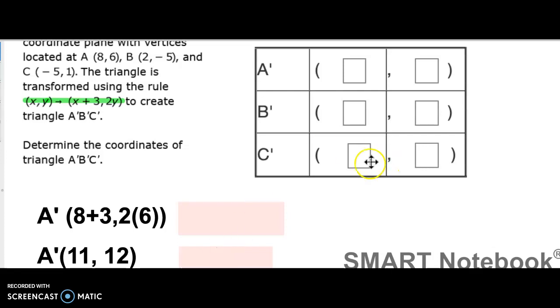And now you will do that with B prime and C prime. So you'll use the same coordinate rule to find the coordinates of B prime and C prime.